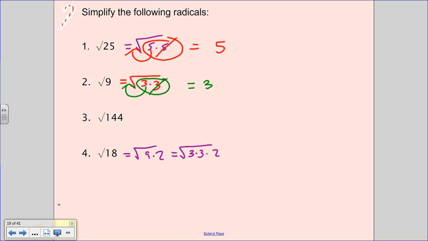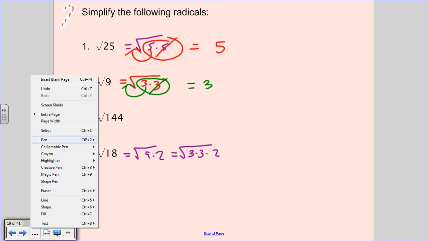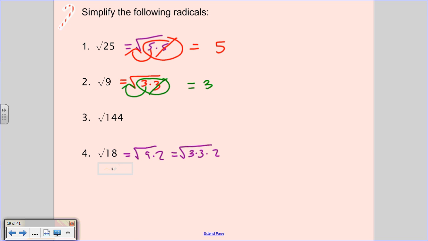Now I see a pair of twins. Again, I have to circle them, only the twins. One sacrifices himself, and the other one will escape outside the jailhouse. So in this scenario, we have one 3 that came outside the jailhouse, but we still have a 2 remaining inside the jailhouse. So it would be 3 square root of 2. And that's how you would simplify the square root of 18.